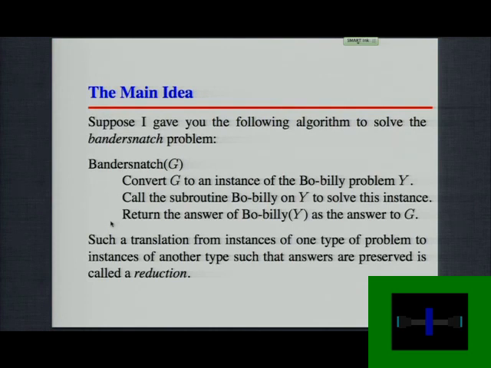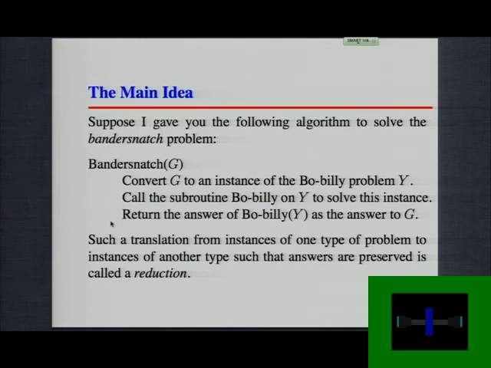And suppose I gave you the following algorithm to solve the Bandersnatch problem: take that input to the Bandersnatch, G, translate it and reformat it so you get a slightly different problem input, Y, that is formatted as the input for the Bobilli problem. What is Bobilli? It's some kind of algorithm problem. Maybe it's Bandersnatch, maybe it's shortest path, I don't know what it is. But it's a different algorithm problem.